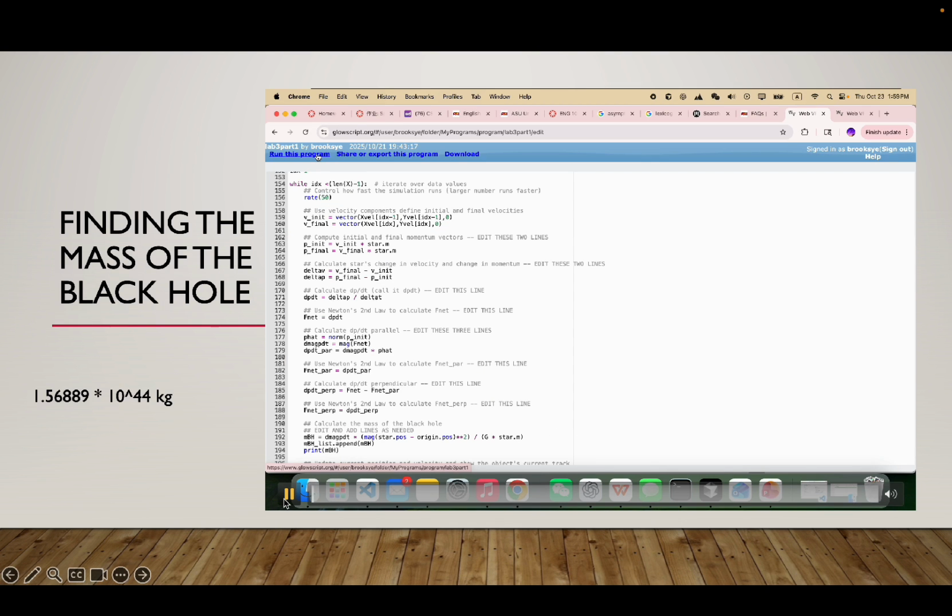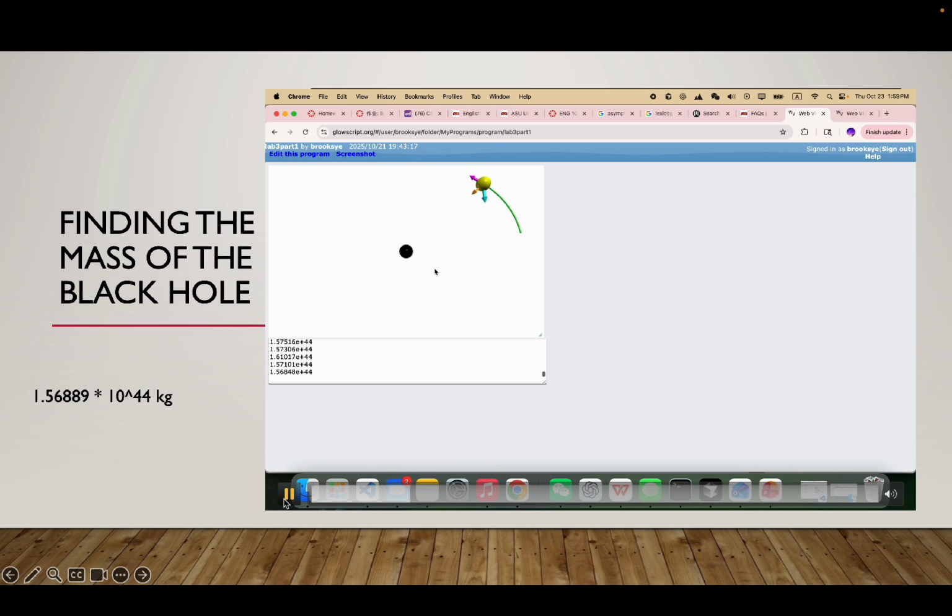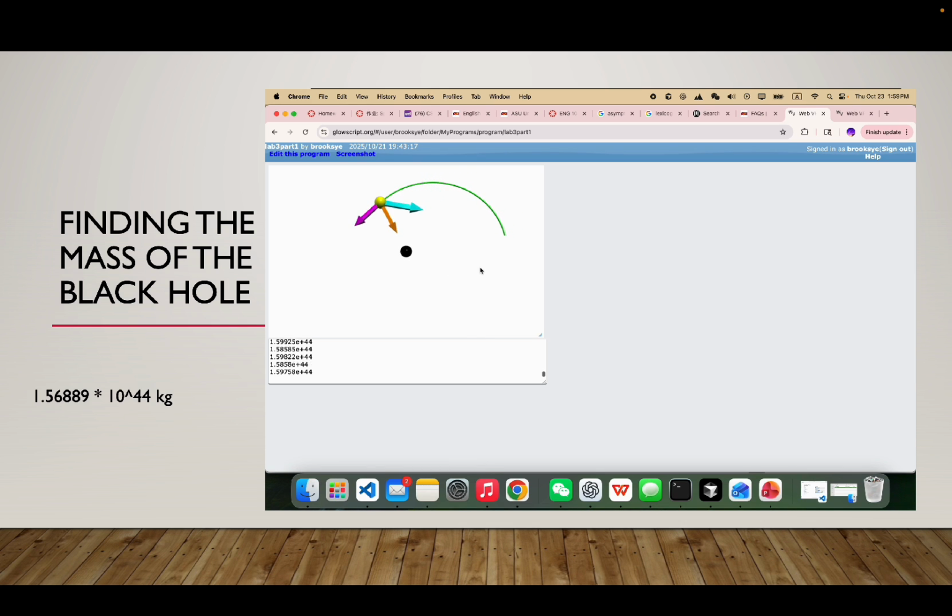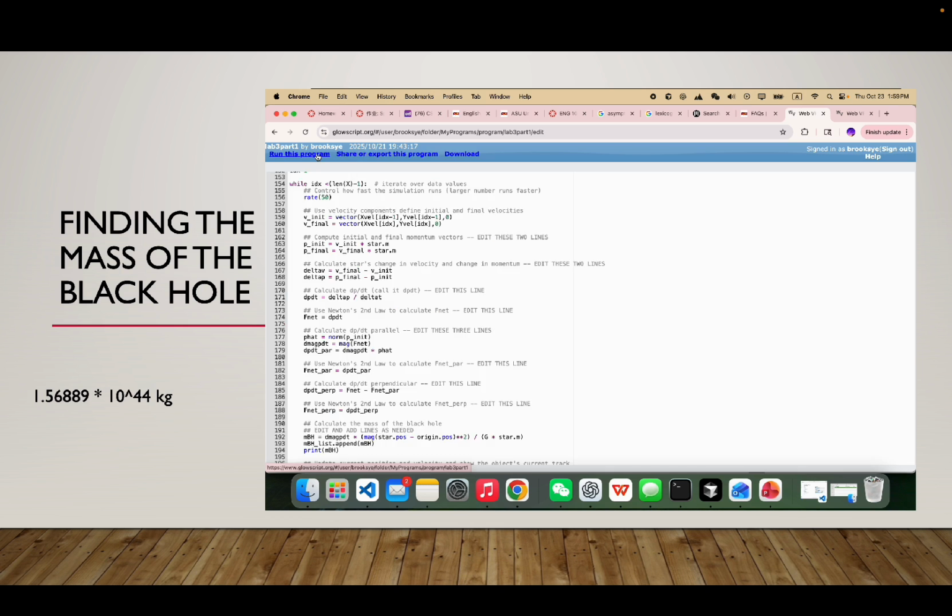So this is the video. We can see there are a large number of black hole mass values, and we have to get the mean of the mass, which is 1.56889 times 10 to the 44 power kg.